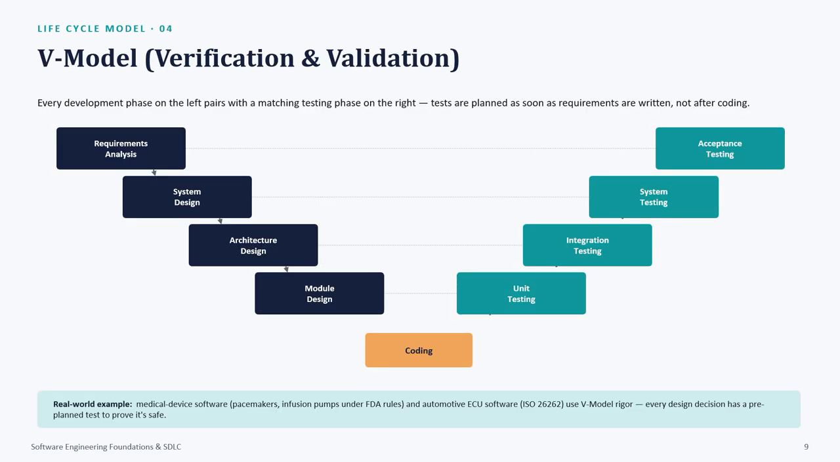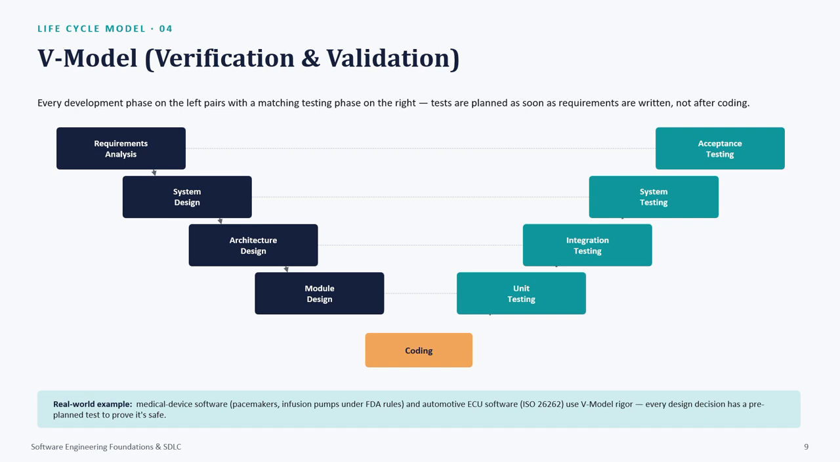Next we will see V model. It means verification and validation. Every development phase on the left pairs with a matching testing phase on the right. Tests are planned as soon as requirements are written, not after coding. Means testing is not done after coding.